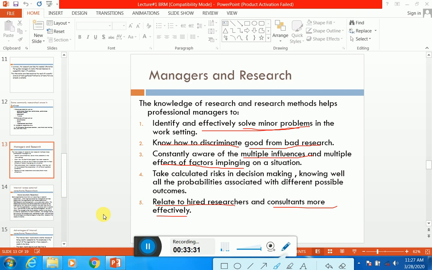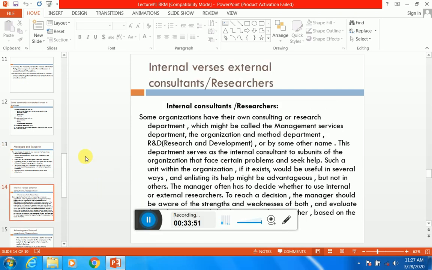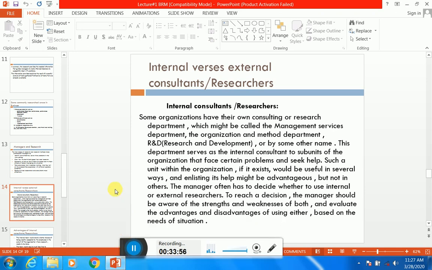So this slide simply says how managers and researchers are interconnected. Now we will move to the next slide. Let me first clear it. Yes. In this slide, the major idea, it's a theoretical slide basically, and this slide is telling us about internal versus external consultants. Let me give you the theme of this slide and what basically this slide says.